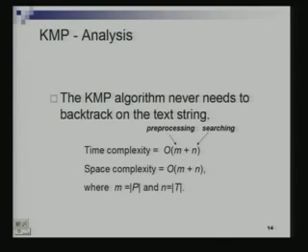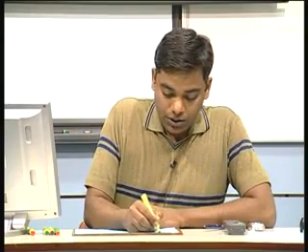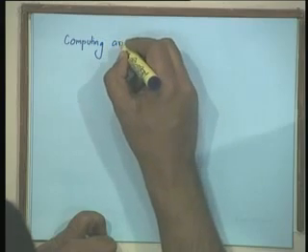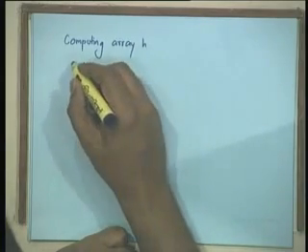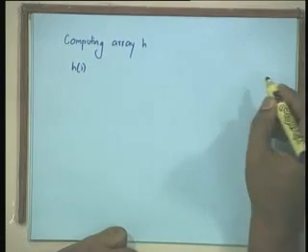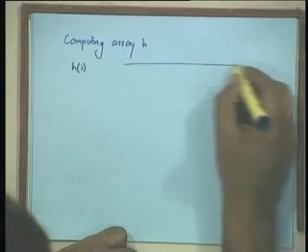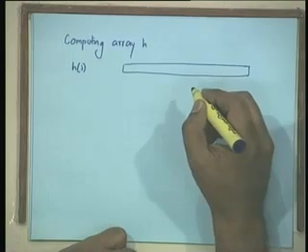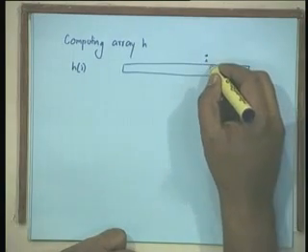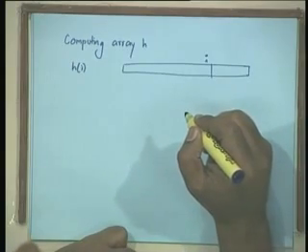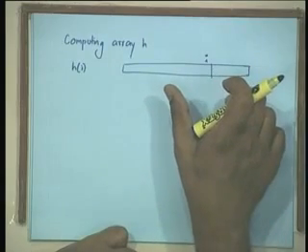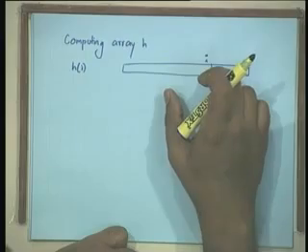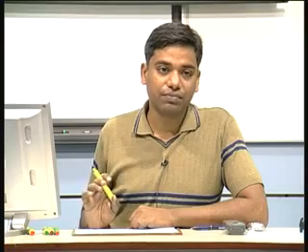So, we have to compute array H. Right, and what was our definition of array H? So, suppose I have to compute H of I. Look at my pattern, right. So, I have a certain pattern. This is the ith position, right. What is H of I? Who can remind me what H of I is? The longest proper prefix of the pattern, which is also a suffix of 1 through I, and the next characters have to be different. Okay?